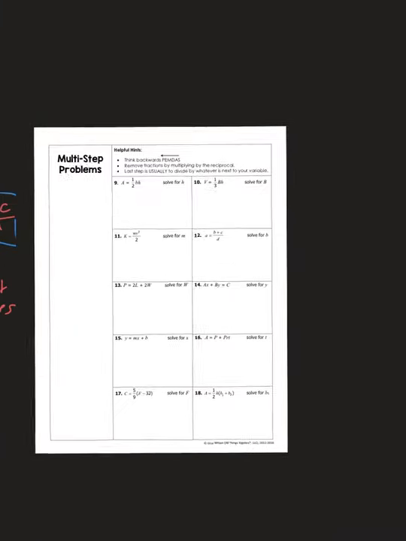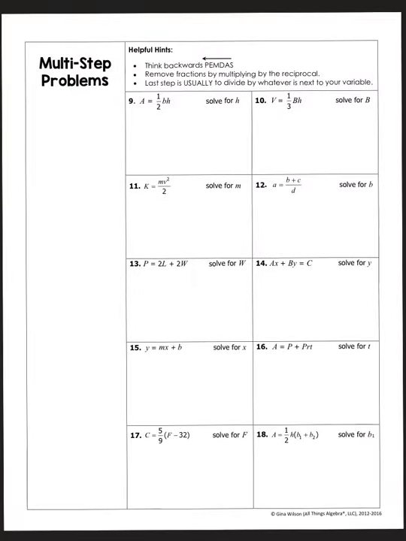Okay. There we go. All right, so multi-step problems, helpful hints. Think backwards using PEMDAS. This is order of operations: parentheses, exponents, multiplication, division, addition, subtraction. Remove fractions by multiplying by the reciprocal instead of trying to divide. And the last step is usually to divide by whatever is next to your variable, aka the coefficient of the variable. All right.